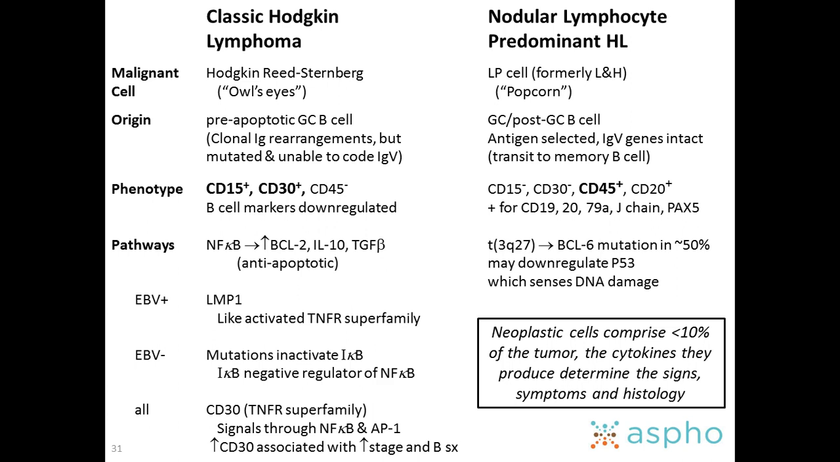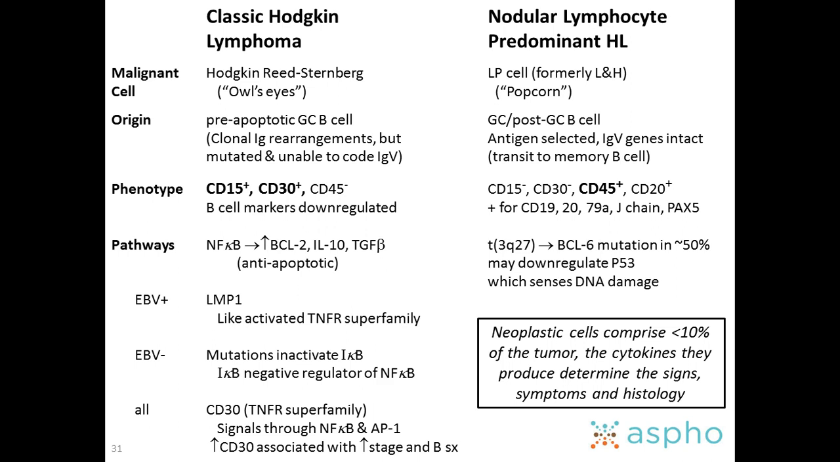So in classic Hodgkin lymphoma, NF-kappa B is activated, and that downstream results in increased BCL2, which is anti-apoptotic, IL-10, and TGF-beta, which suppress the attacking immune system. And there are a number of ways to activate NF-kappa B. You can do it by being infected with EBV and expressing the latent membrane protein 1, which, like I said, is the activated TNFR superfamily member, or it looks like one anyway.